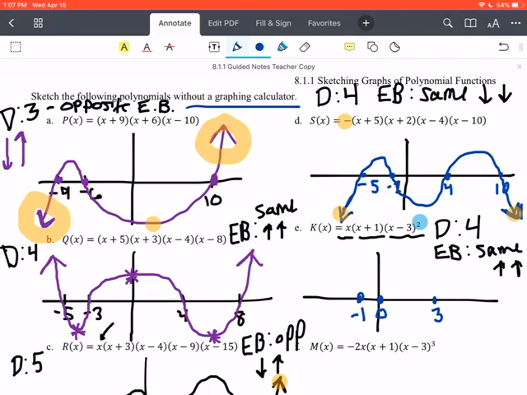And if you look back at yesterday's notes, I talked about kissing the x-axis. When there is an even power that is attached to a factor, the curve is not going to cross the x-axis at that point. It is going to kiss, making it the peak or the valley of a minimum or a maximum.